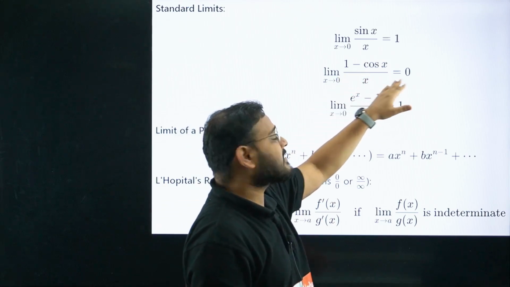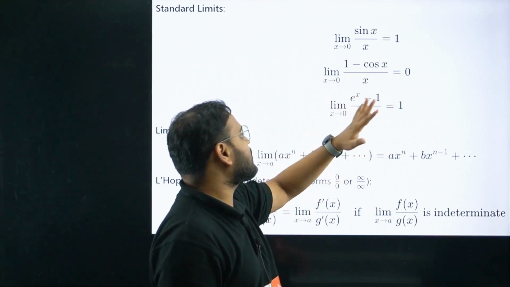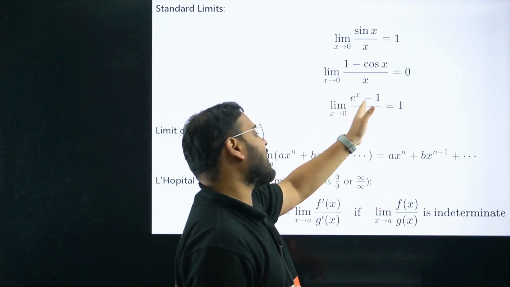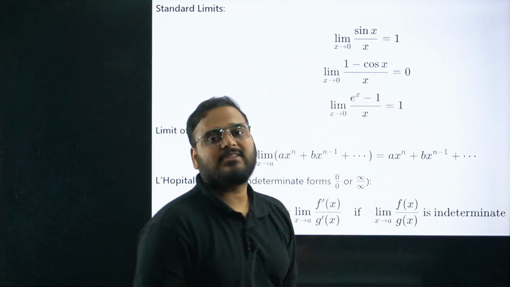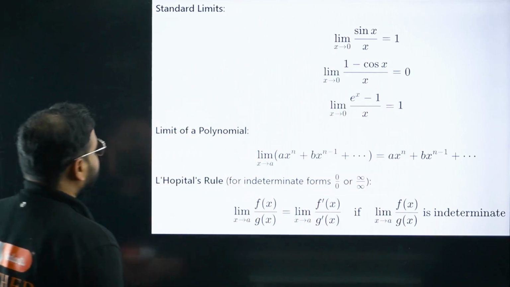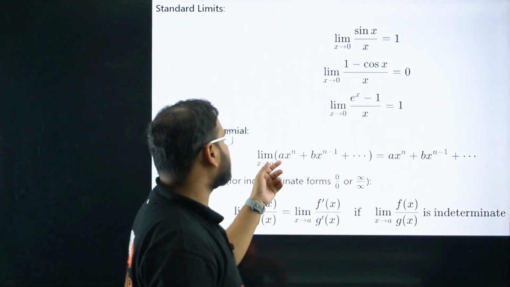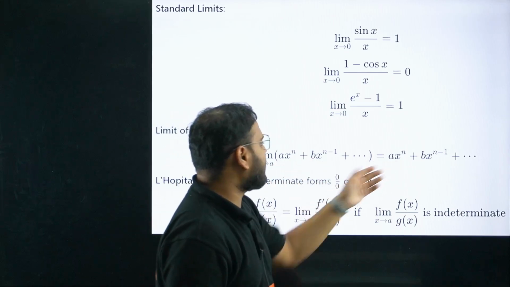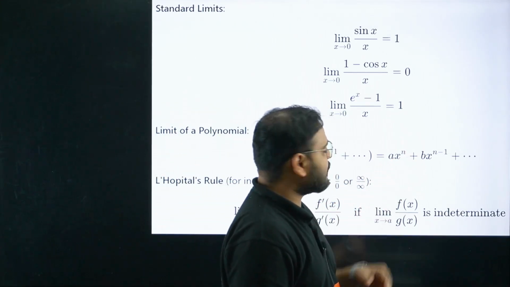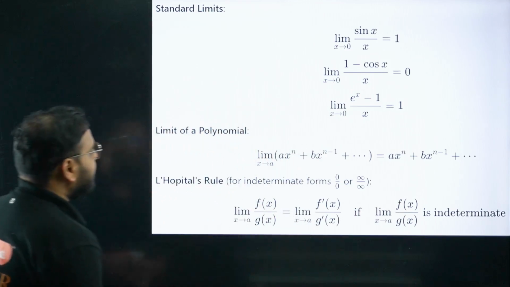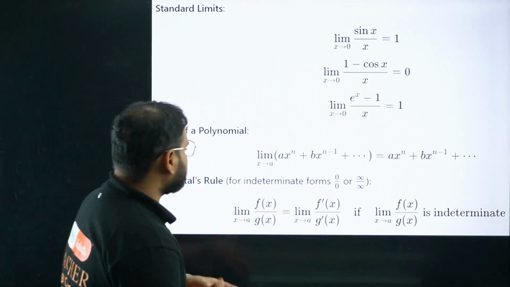(1 minus cos x) by x tends to 0 when x tends to 0, bacha. (e power x minus 1) by x again becomes equal to 1. Standard limits formulas, please remember. Limits of polynomial, bacha, you can separate this. Limit of x tends to a of x power n minus a power n by x minus a will become n times a power n minus 1. Please check. This is very important, sir.